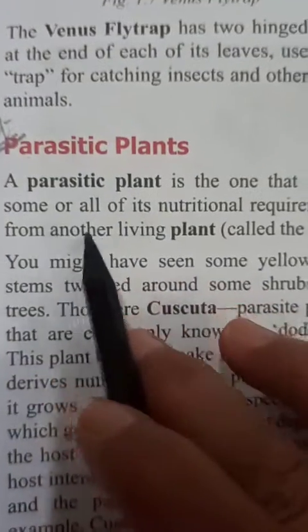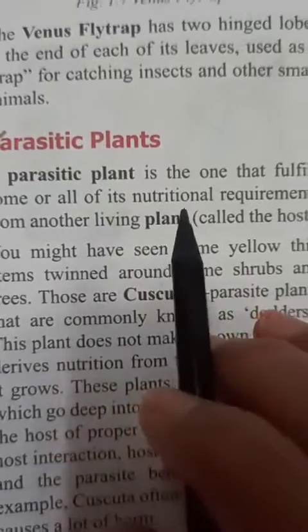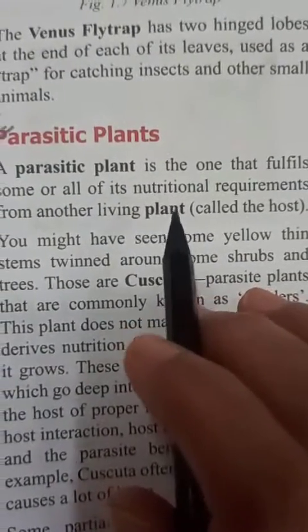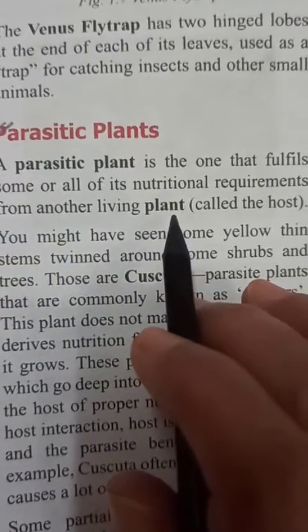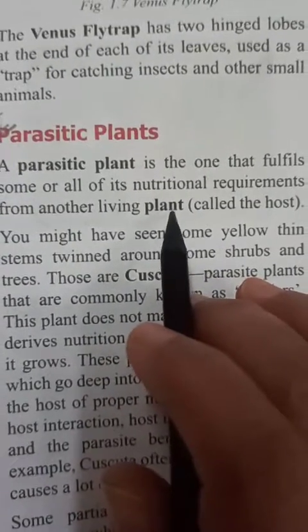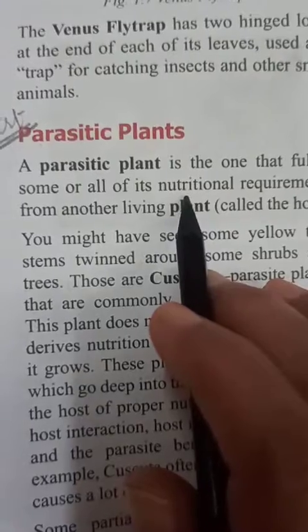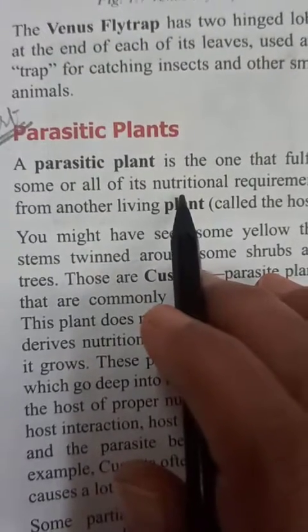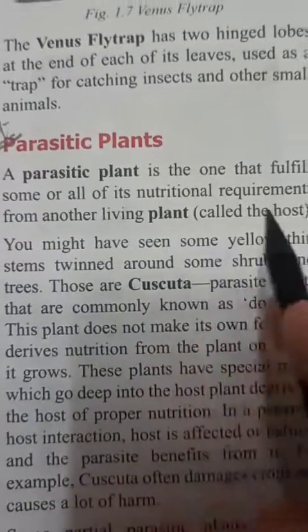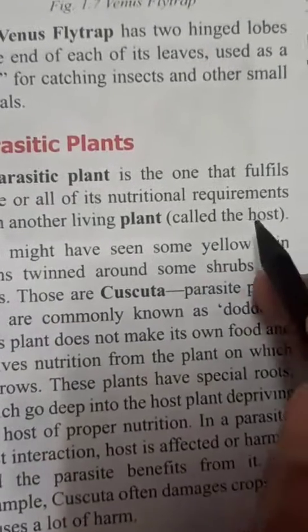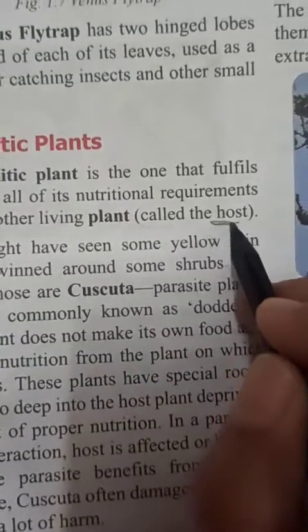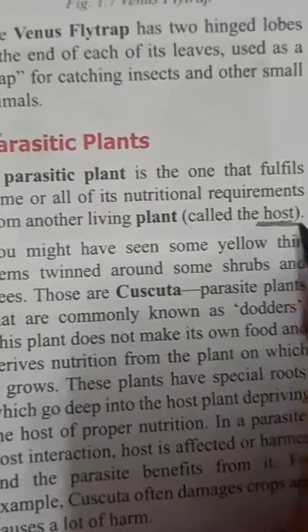Means these are the category of plants which take nutrition from another living plant. Understood? Means they utilize the prepared food from other plants, and the plant on which they grow is called the host.